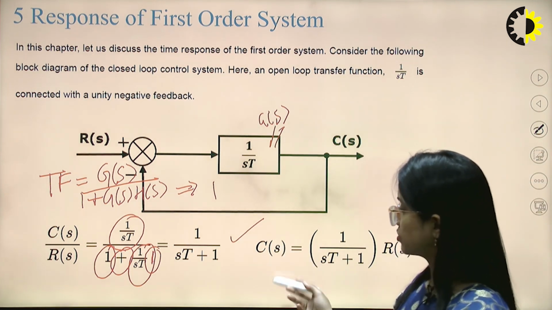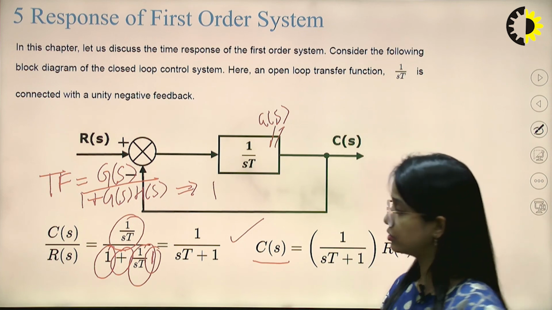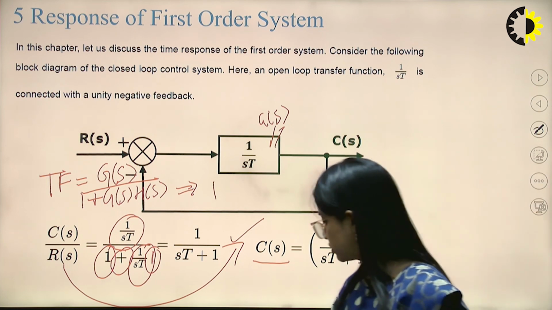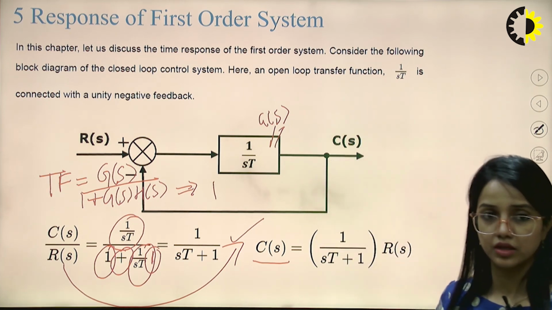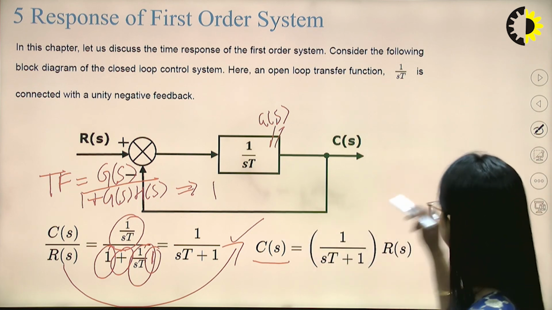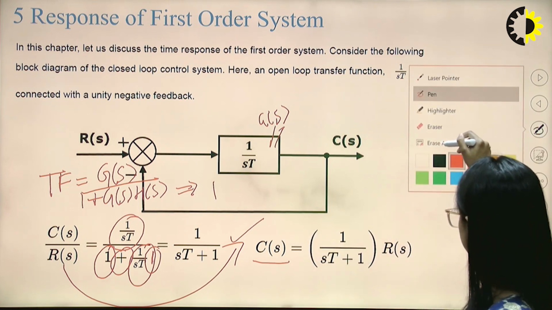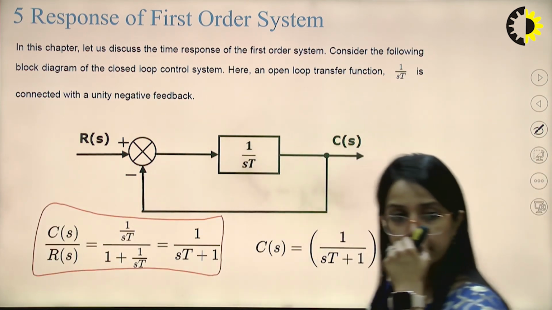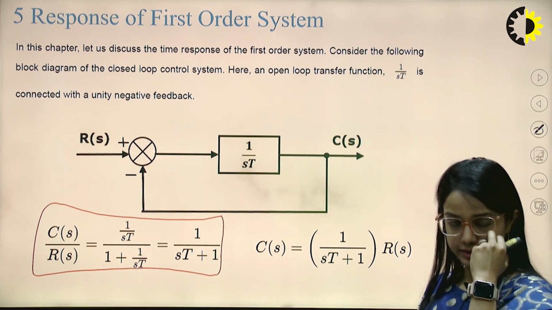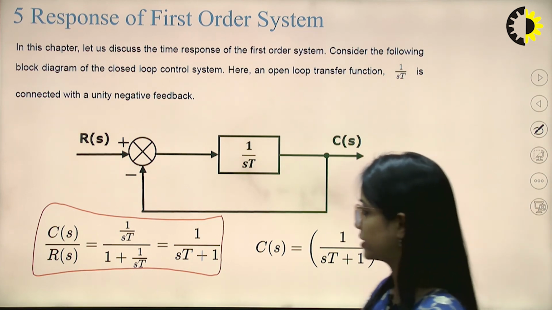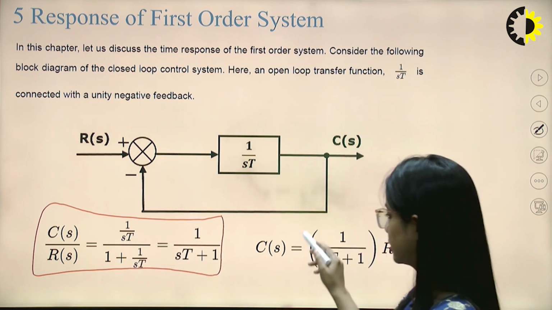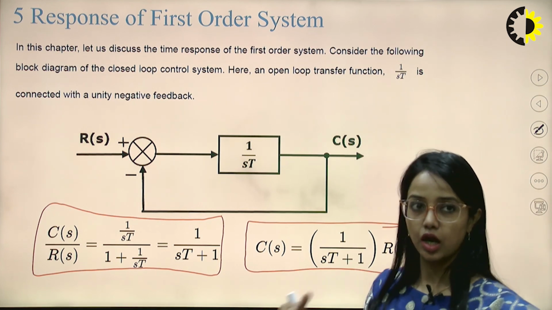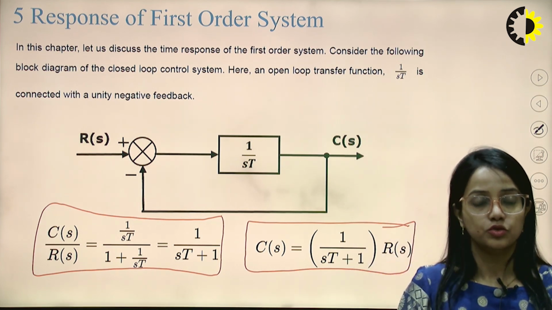So I can write it in terms of output. Output will be equal to the transfer function, and we multiply R(s) here. So this is the transfer function, and then I have to write the given expression in terms of output. So for that I will put R(s) this side. So this is the output of the first order control system.